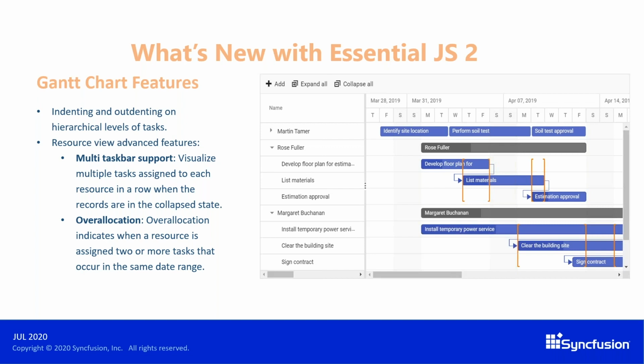First, Gantt chart. We have provided indenting and outdenting on hierarchical levels of tasks. We have enhanced resource view with some advanced features like multi-task bar support, which lets you visualize multiple tasks assigned to each resource in a row when the rows are in collapsed state. Another advanced feature in resource view is over allocation. Over allocation indicates when a resource is assigned two or more tasks that occur in the same date range.